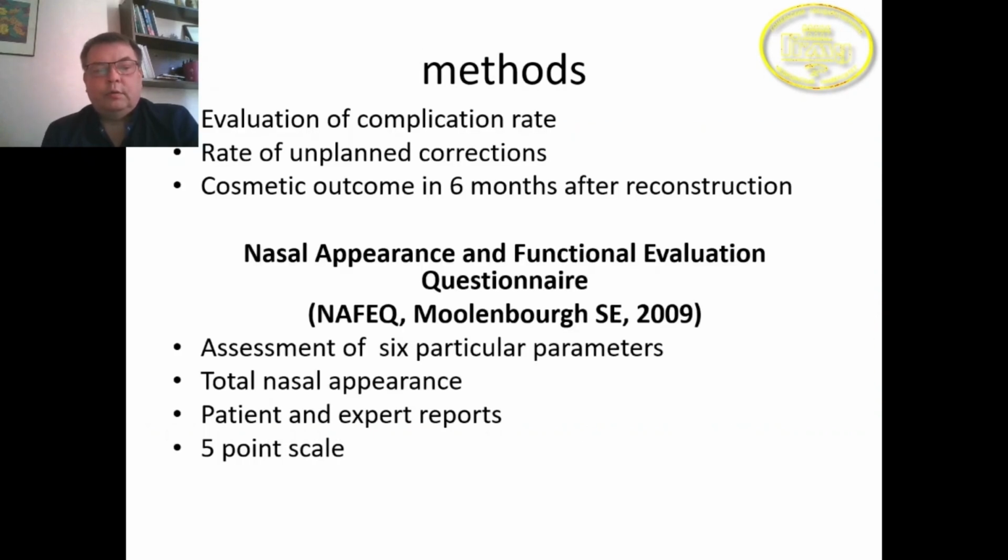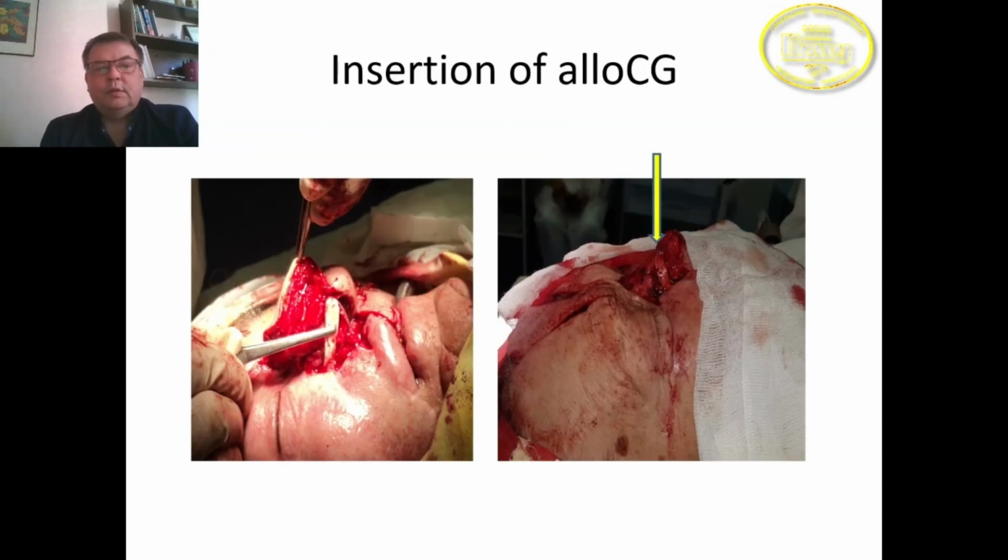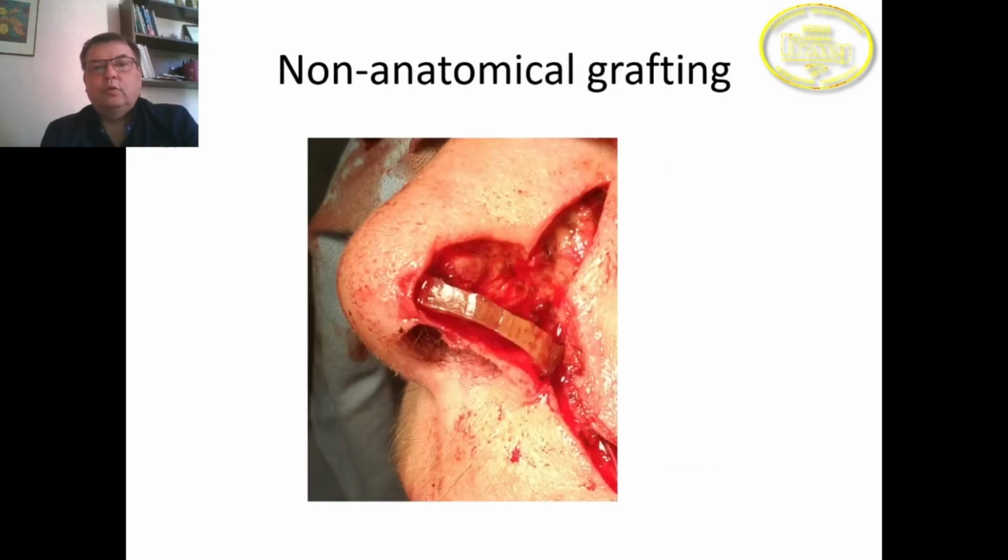We evaluated complication rate, need for unplanned correction, and cosmetic results after reconstructions. Cosmetic outcome was scored separately by patients and experts using a 5-point scale 6 months or more after reconstruction. This slide presents insertion of allogenic cartilage grafts, and non-anatomical grafting was used to provide stable construction of the reestablished nasal alar.